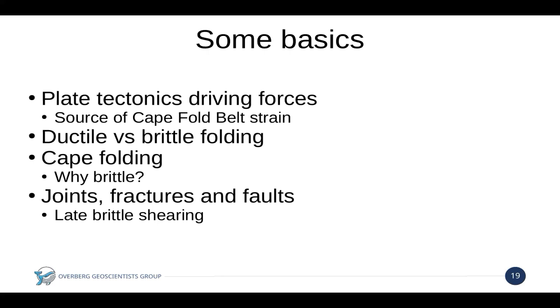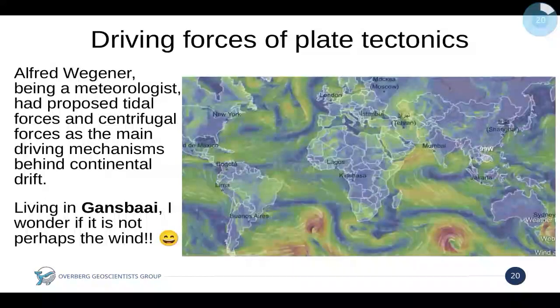Thank you. Okay, let's go back to some basics. Look at the plate tectonics driving forces, some brittle-ductile folding, and so on. Wegener, being a meteorologist, had proposed tidal forces and centrifugal forces as the main driving mechanisms for continental drift. But if you lived through Gansbaai in July, you may think it was the wind. You may see how the monsoons are pushing India underneath the Himalayas there.